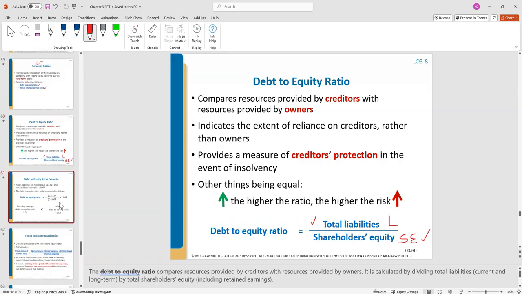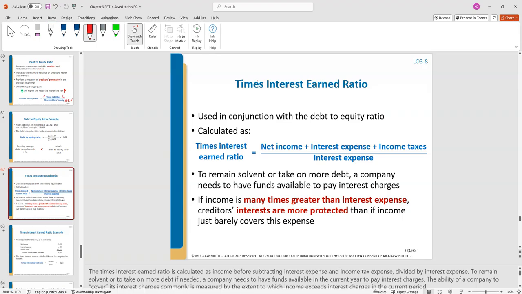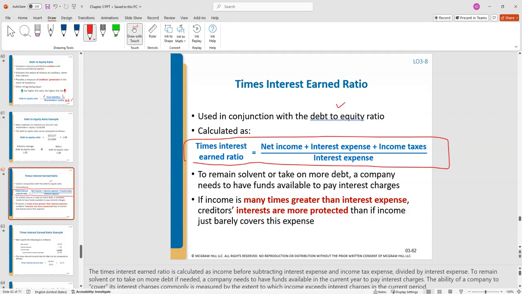Again, this is just showing here's the industry average, here's where we're at. How about the times interest earned ratio? So here's the equation, right? The times interest earned is our net income plus our interest expense plus our income taxes, over our interest expense. A lot of times it's used with the debt to equity ratio. And overall, what we're looking at here, right?